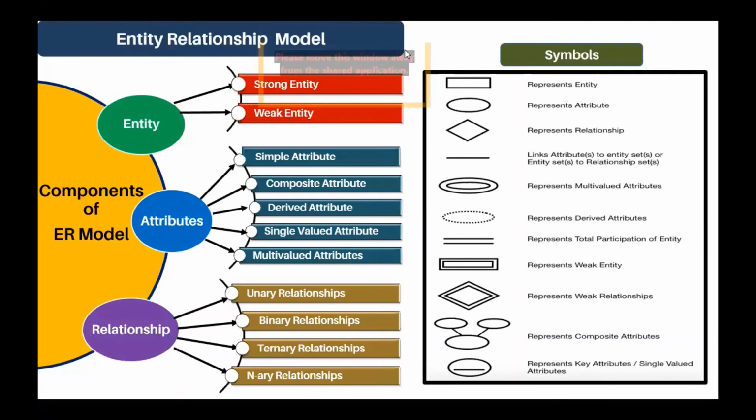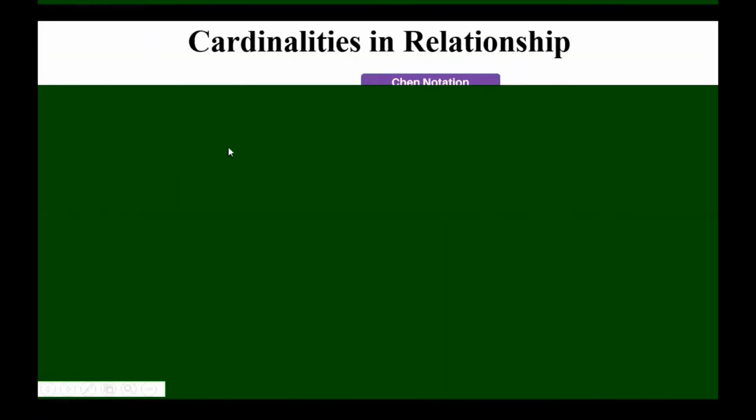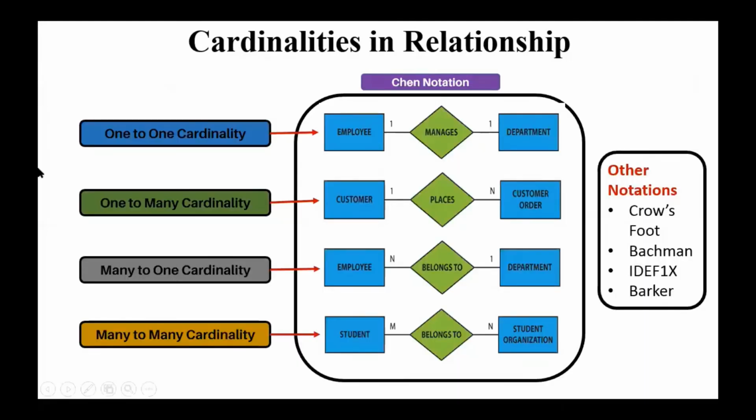Now see, there is a relationship, employee manages. There are four cardinalities present: one to one, one to many, many to one, and many to many. So there are four types of cardinalities, and we are using the chain notation.